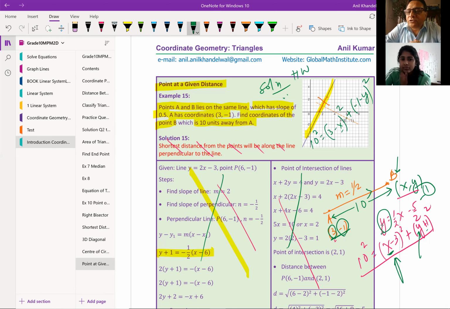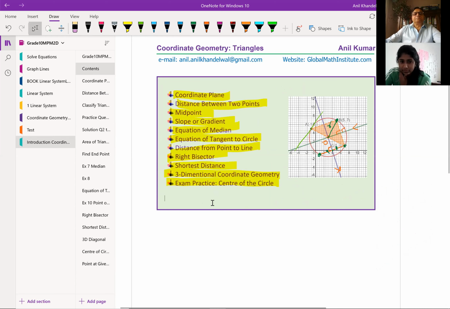So I hope you have understood how complicated it could be. Right? So today we actually learned a lot of stuff about coordinate geometry. Can you please summarize this for us?